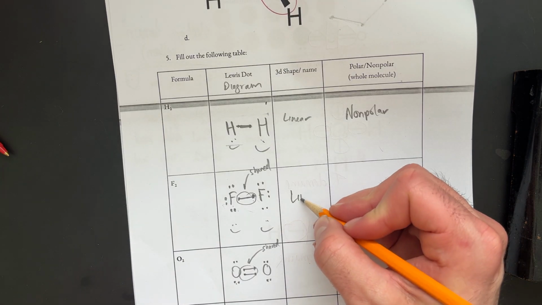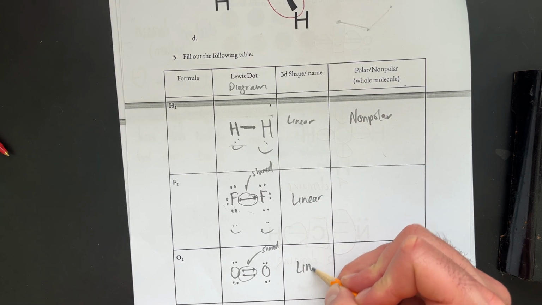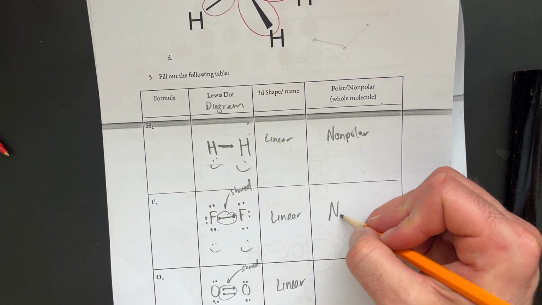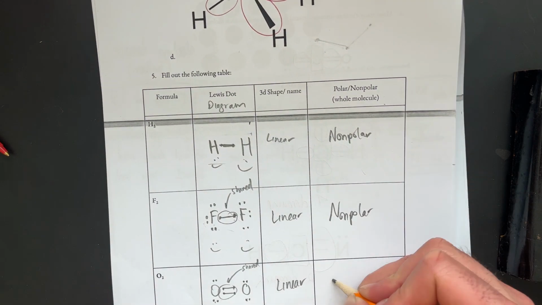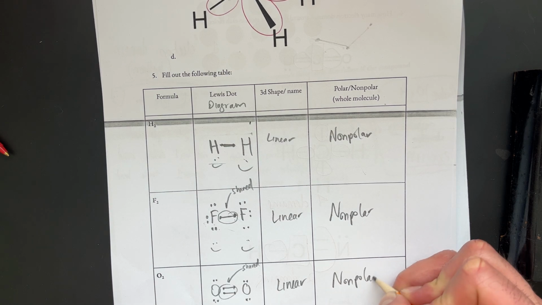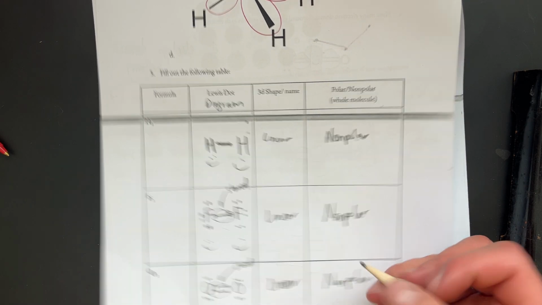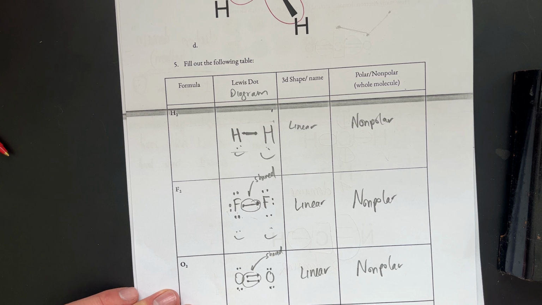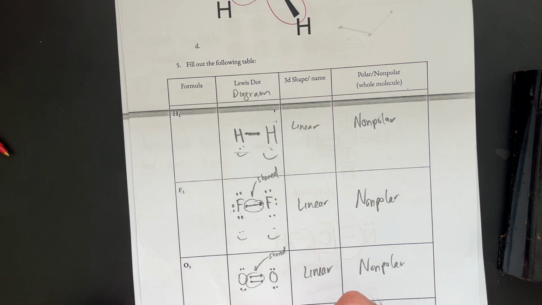And then again, also here, sorry, this was linear, this was also linear, and these were both non-polar, right? For the same reason as stated above. Two points are always going to be linear, and if you have the same thing, it's going to be non-polar. Cool, okay, and then we can kind of cap it off with nitrogen, right?